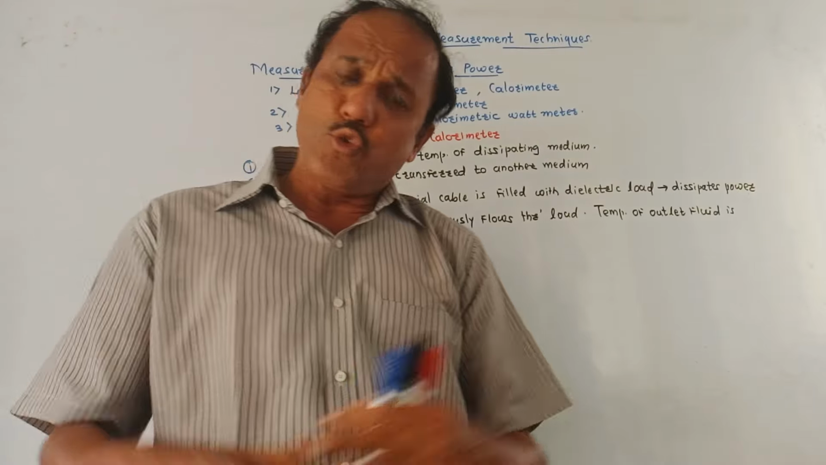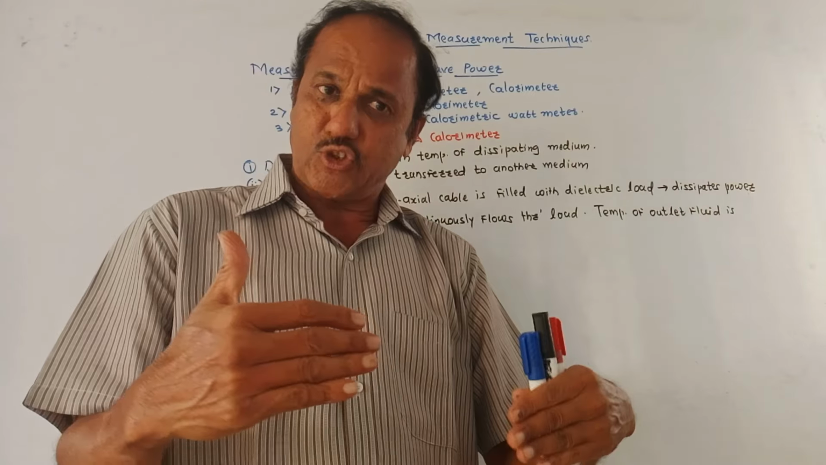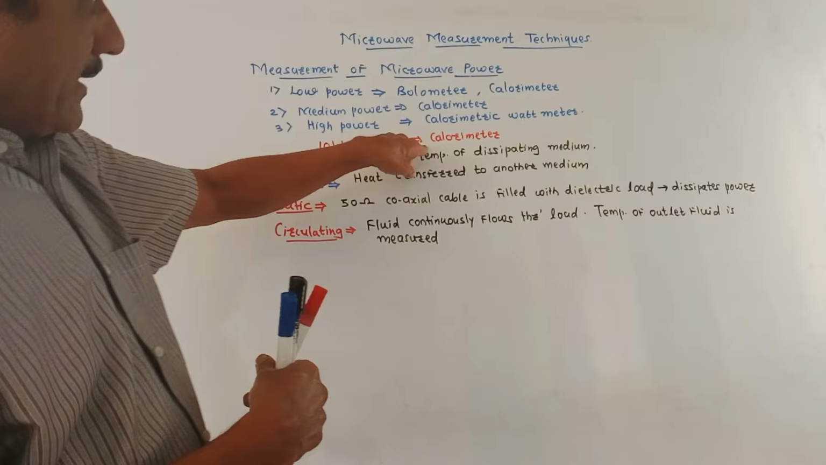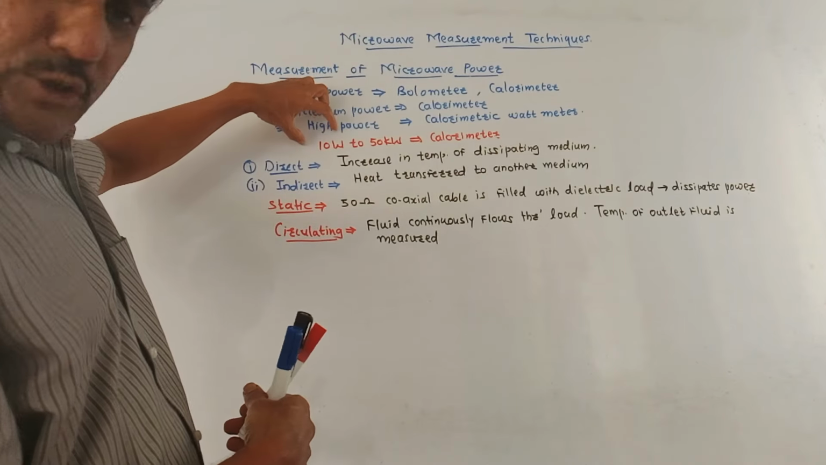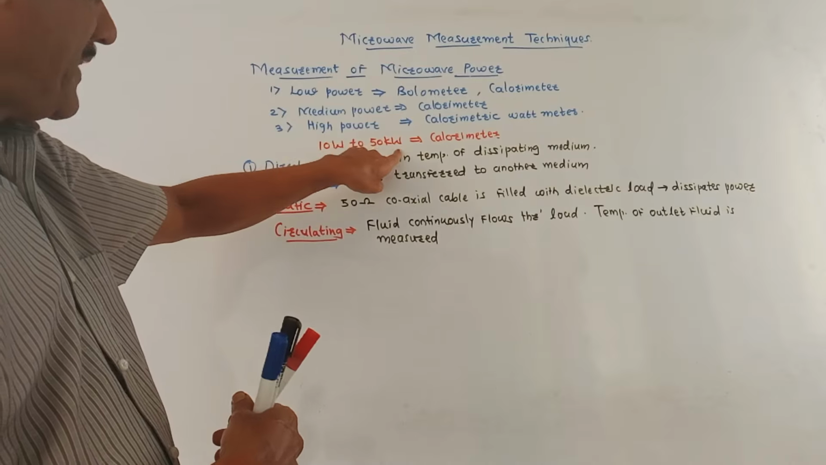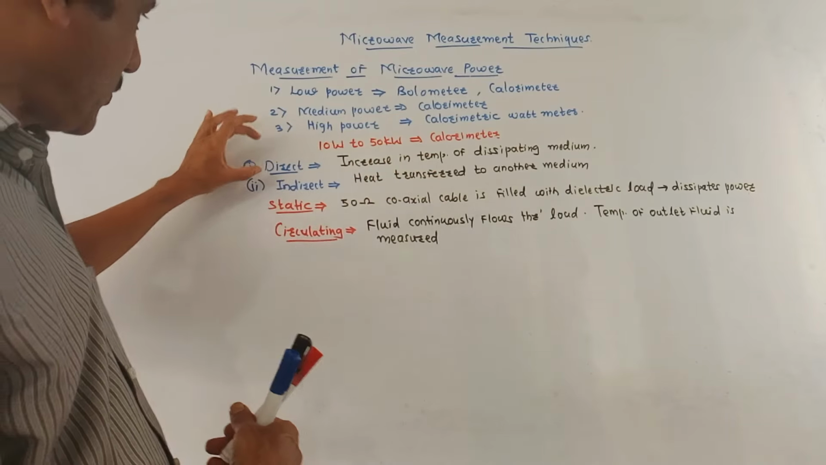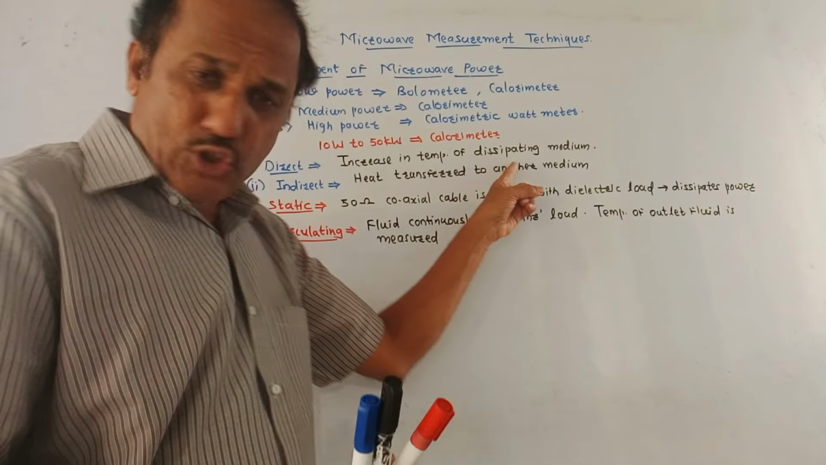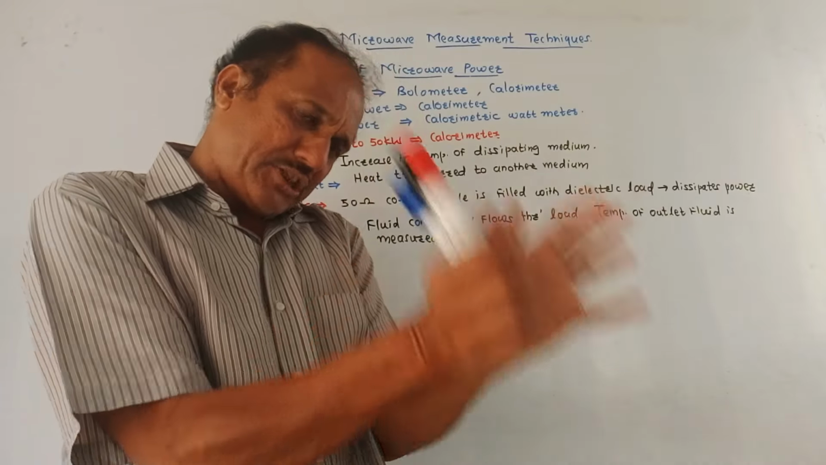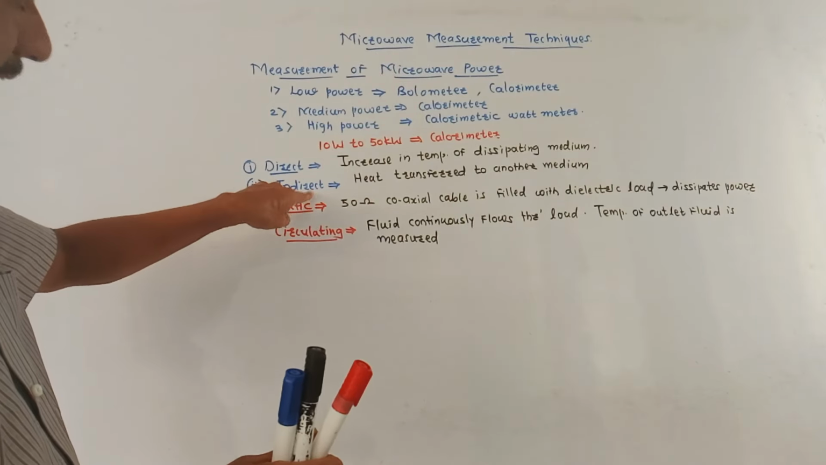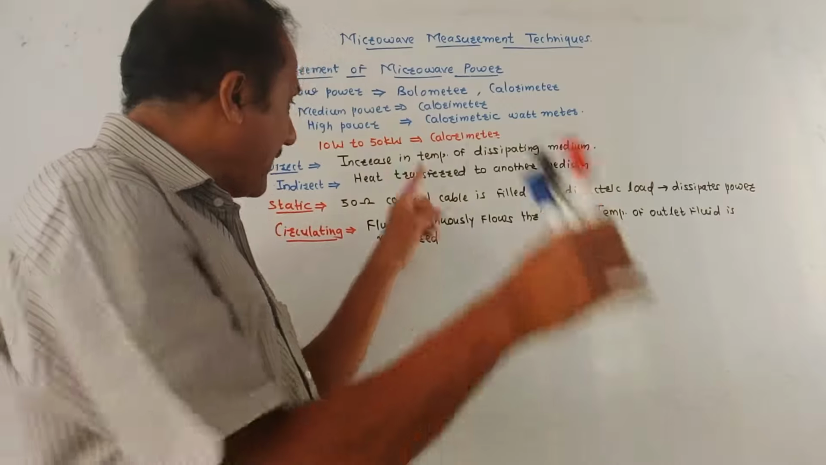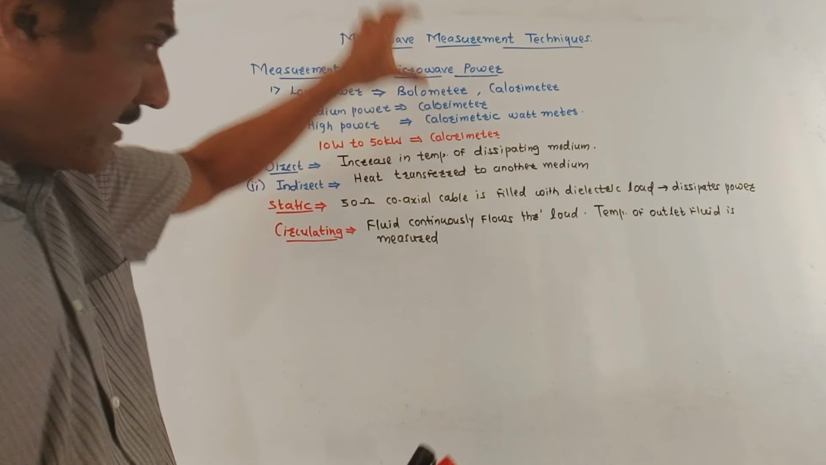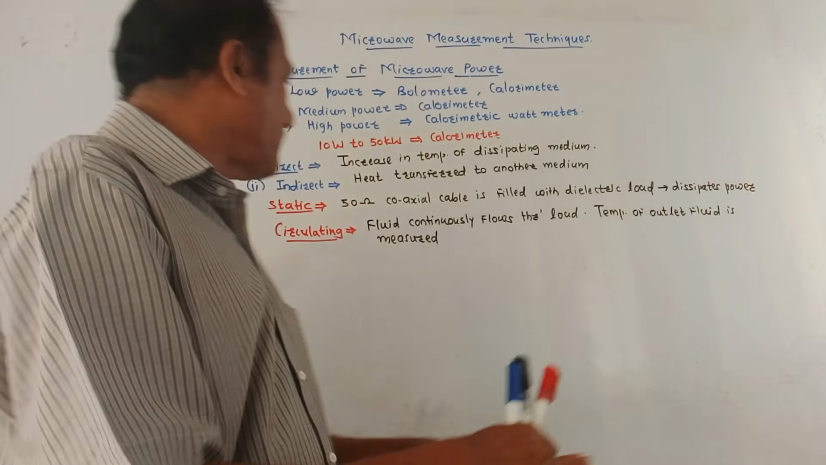Now, from the exam point of view, you may expect a question like this: what are the different methods of measurement of microwave power, and explain the calorimetric method. This calorimeter method is applicable to measure power in the range 10 watt to 50 kilowatt. Again, there are two different types. One is direct measurement. In this case, the increase in the temperature of the dissipating medium is measured. This temperature is proportional to the power. In the indirect method, heat is transferred to another medium and the temperature of that other medium is measured. In the direct method, the temperature of the dissipating medium is measured.